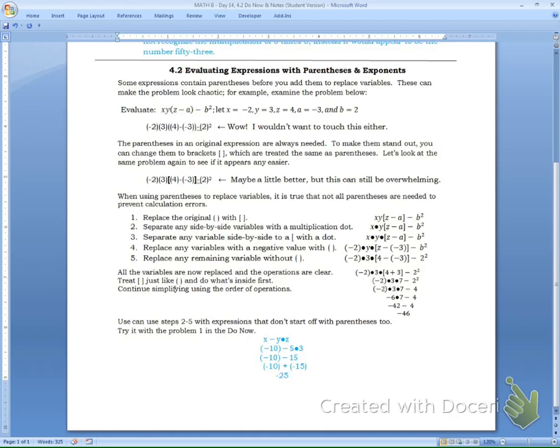For those smaller, less complicated problems, it's probably just as easy to fill in every variable inside the parentheses, just so that you get your signs right. But definitely when you get into these more complex problems or ones with parentheses and exponents, I would use the brackets for the parentheses and then only replace negative variables with their value inside of parentheses. The positive variables you can just write in.